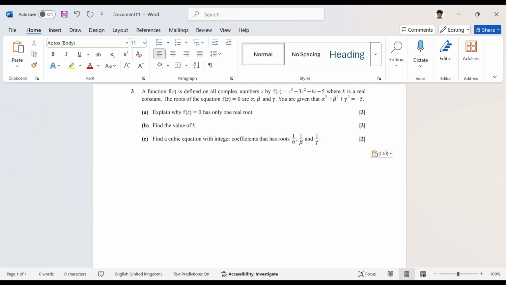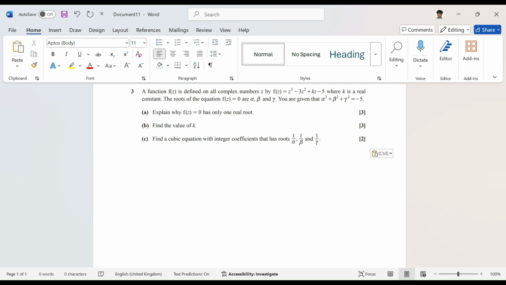So the first part is a 3 marker, and it says explain why f of z equals 0 has only one real root. So this is actually a writing explanation question, which is important to be able to do, and it's a bit about complex numbers as well. It's important to be able to explain because that comes quite often in the OCR papers, being able to explain your reasoning behind the maths, more in further maths than in the regular A level. So it's a cool question.